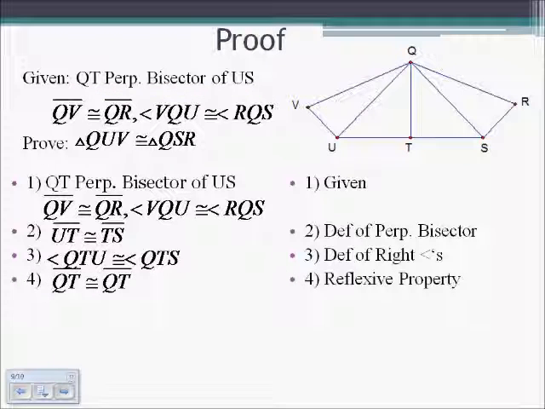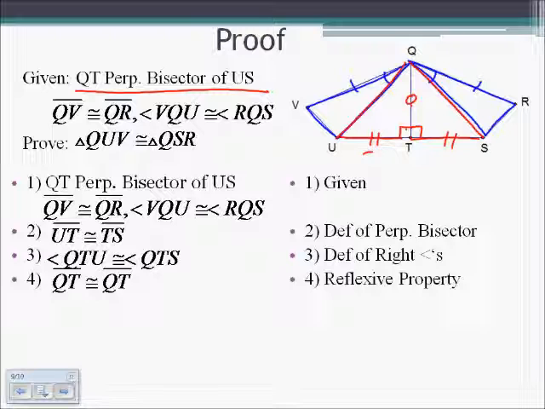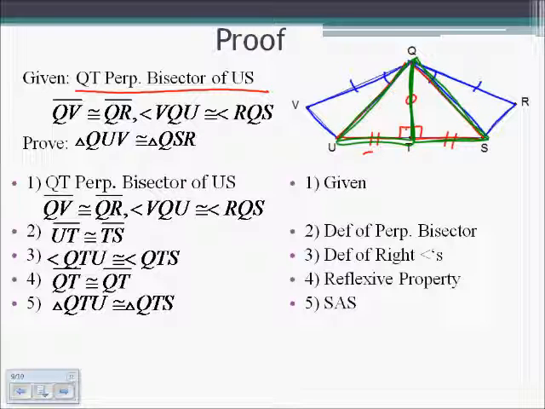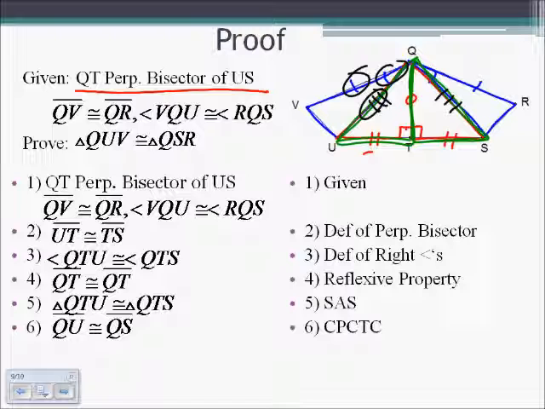I know that QT is congruent to itself by the reflexive property, which then leads me to these nice green triangles being congruent. Those two green triangles are congruent by side angle side. If those two green triangles are congruent, that means that all their parts are congruent to each other as well. So therefore QU and QS are congruent to each other by the CPCTC. And then lastly, my two blue triangles are congruent to each other because of the side angle side congruence postulate.